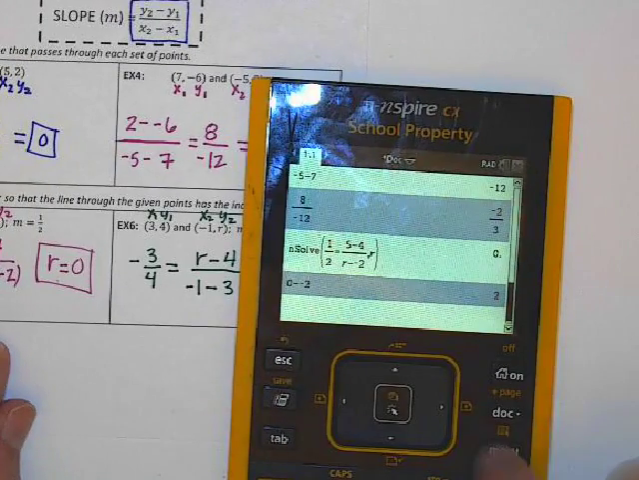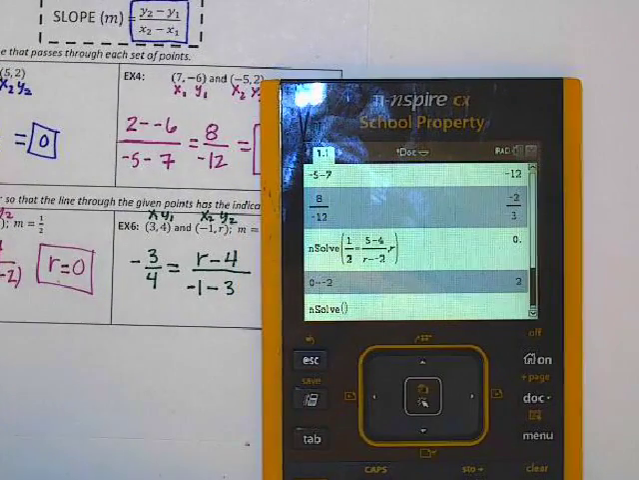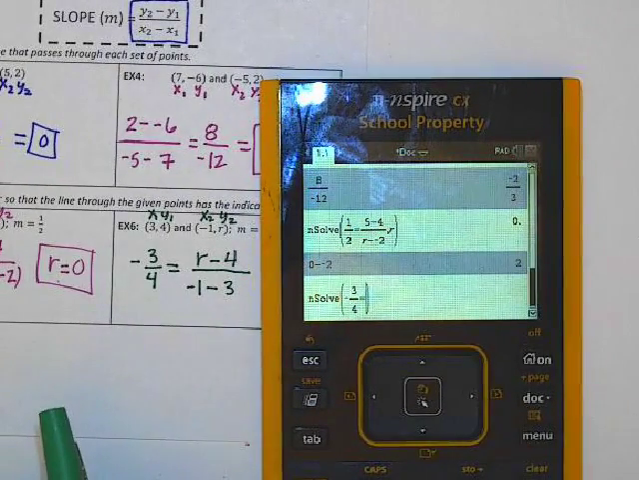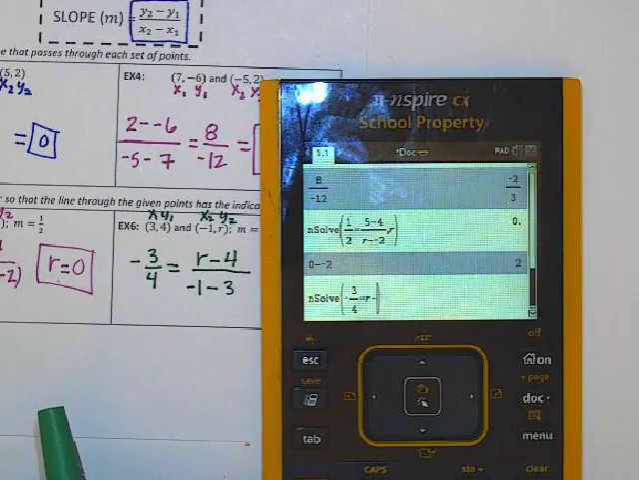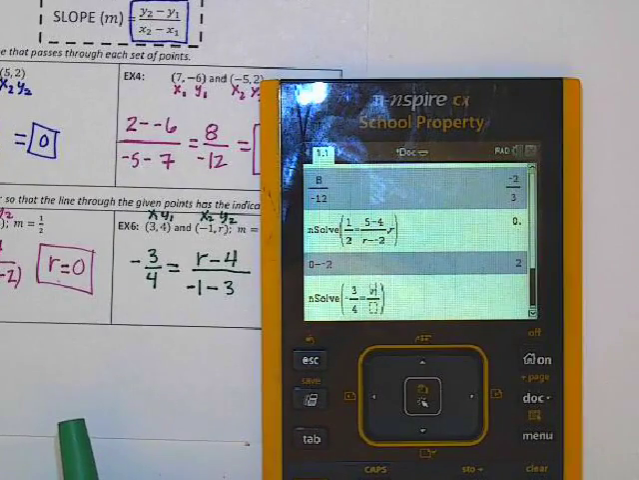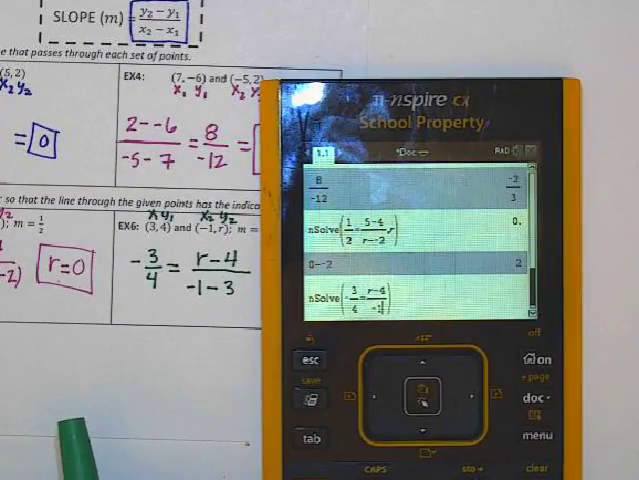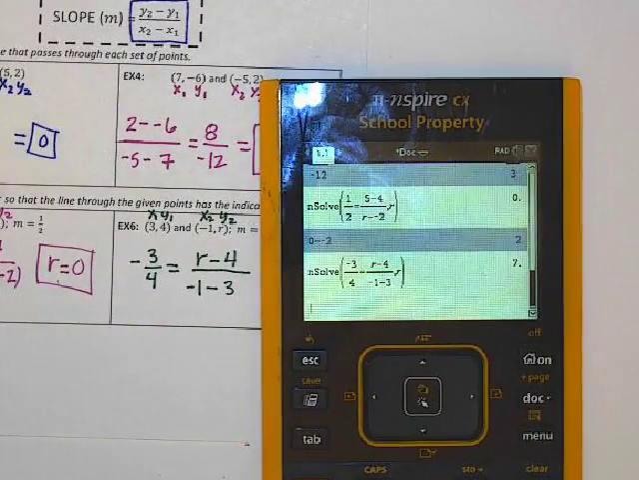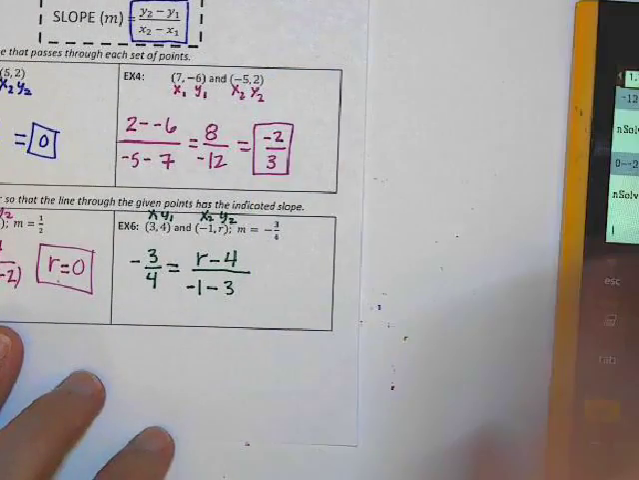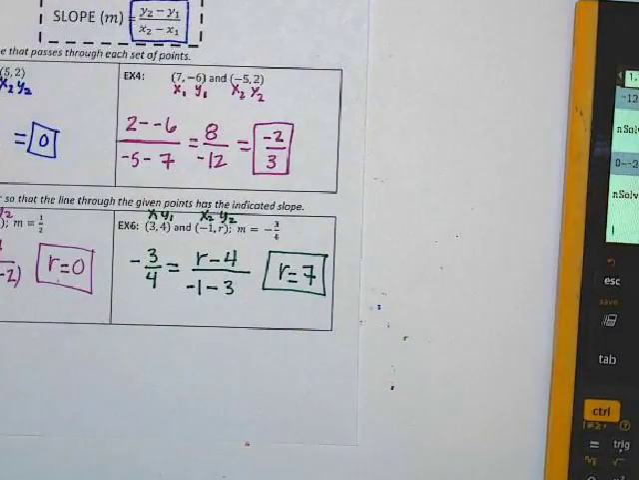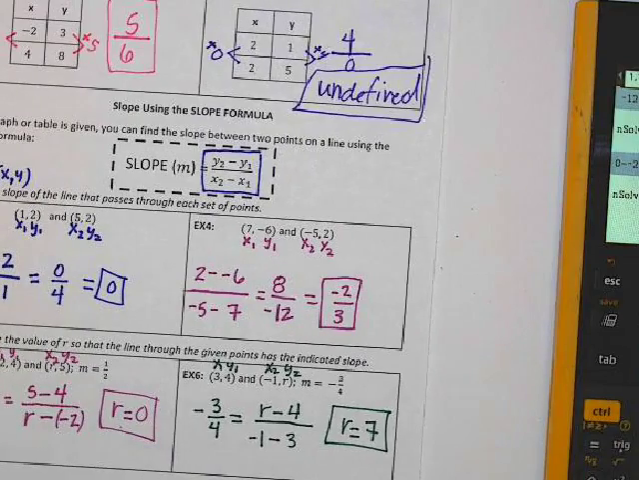nSolve. Menu 31. Negative 3 over 4 equals R minus 4 over negative 1 minus 3. Comma R. And you get 7. R equals 7. Any questions? Any questions?